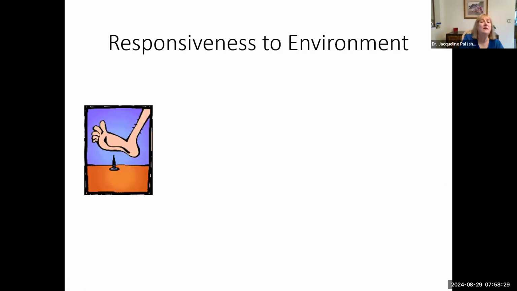All right. The next characteristic is that we are responsive to our environment. So we all know if you step on a tack or if you step on some Legos left on the ground, you are going to respond not only by picking up your foot, but by saying some choice four-letter words. But not only are we responsive to our external environment, we're responsive to our internal environment.